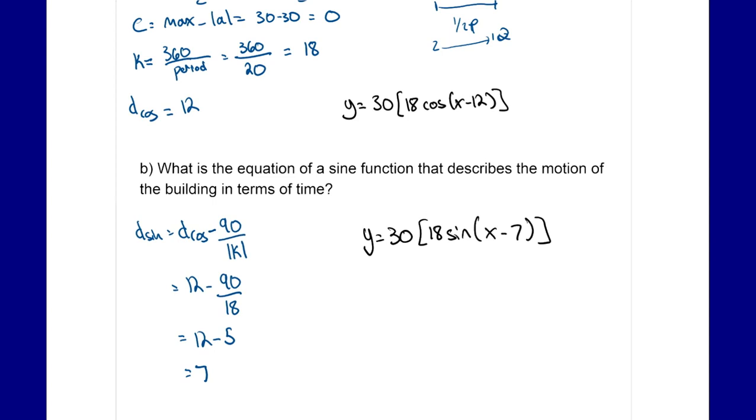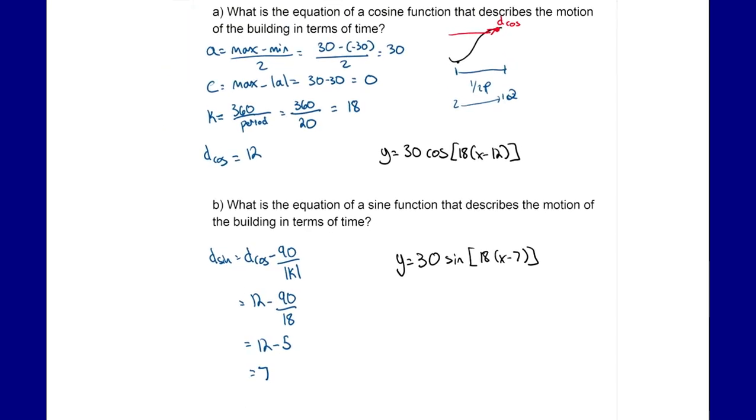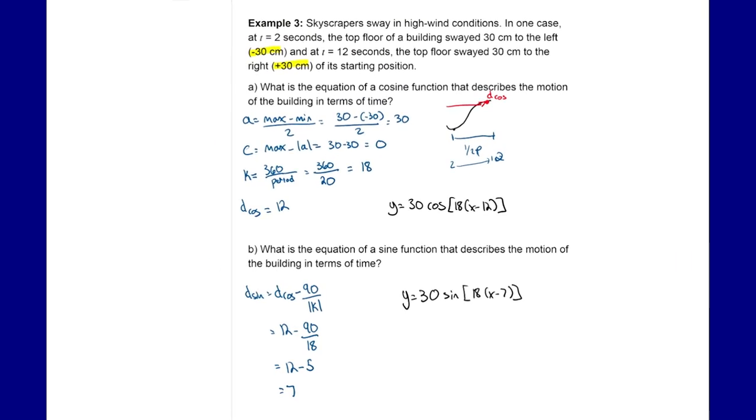Sorry, not 18. I've been writing these a little bit off. 30 cosine 18 x minus 12. And then this one should be 30 sine 18 x minus 7. There we go. It's getting them into the right spots. I just put my k value in the wrong spot. But that would be our sine and cosine function for this scenario with the skyscrapers swaying left to right.